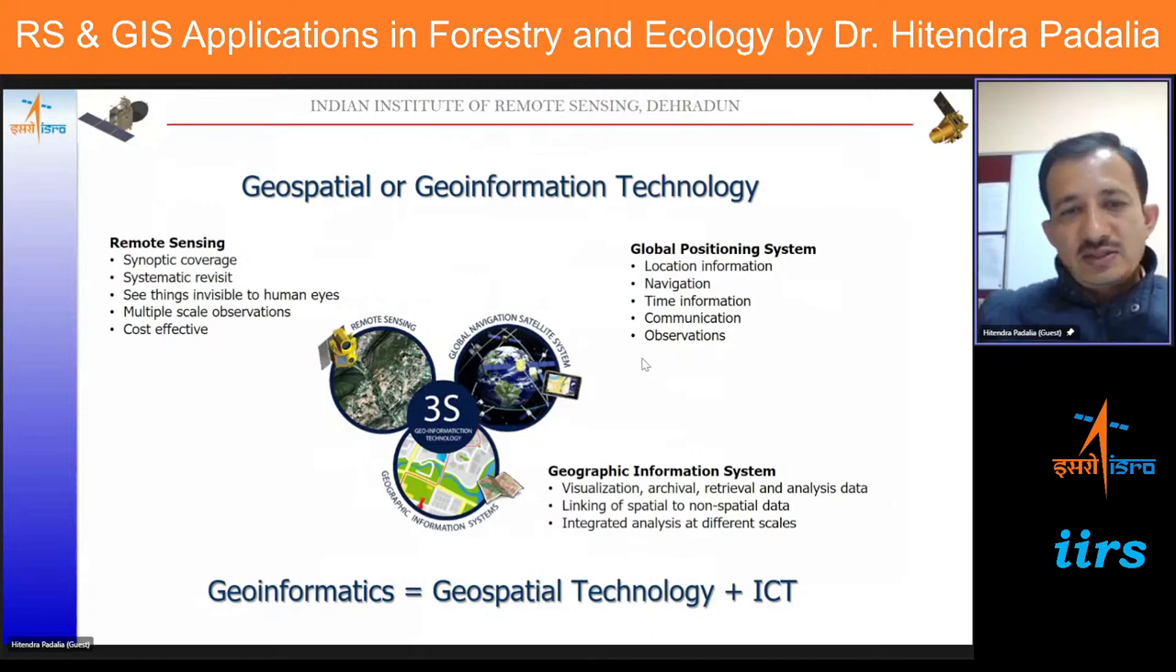And then GIS, which is a very important platform because it is used to integrate the information. And in the case of forest ecosystem, it is having different themes. So GIS is very useful in integrating different layers of different themes, and then helping us in decision making.